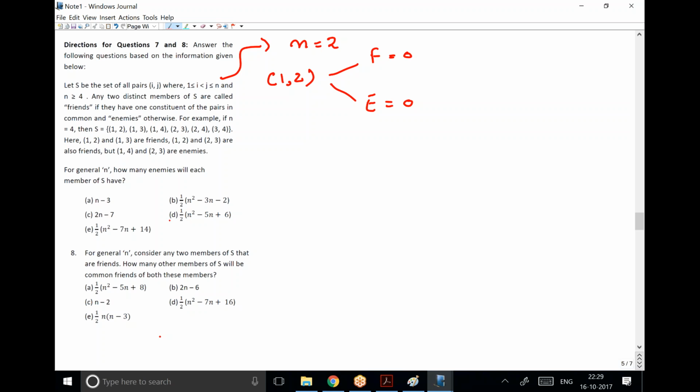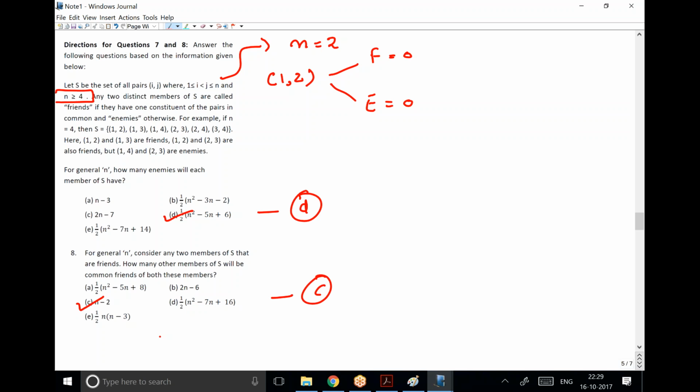So you can immediately mark answer option D and answer option C for both the questions, because only these two answer options will give you 0 at n equal to 2. Other answer options will never give you 0. So the right answer for question number 7 is answer option D for Delhi, and question number 8 is C for California. So try to understand why n greater than or equal to 4 has been written here.